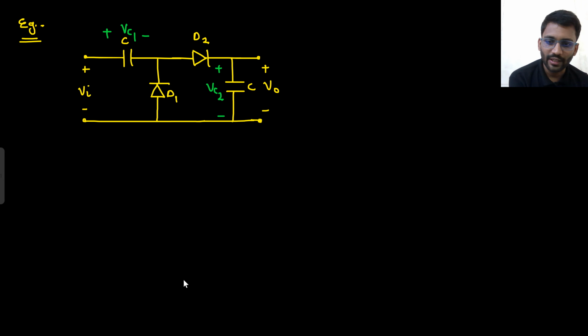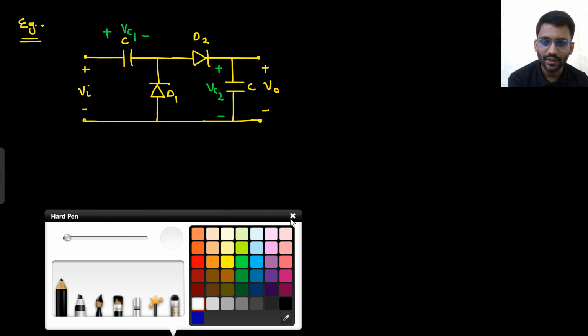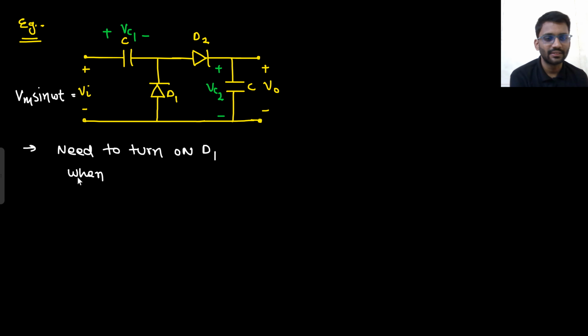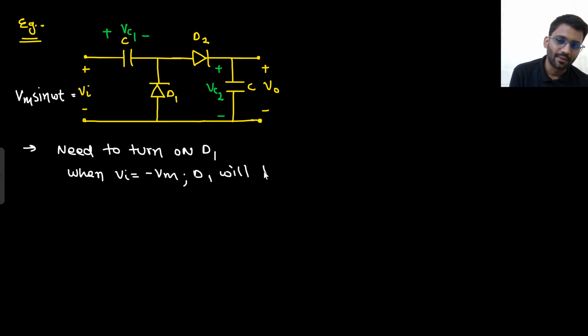So first I need to turn on D1. How will I turn on D1? What is Vin? Vin by default is Vm sin omega t. If I forget to write, you just need to consider Vm sin omega t only. So when Vin is equal to minus Vm, D1 will turn on.